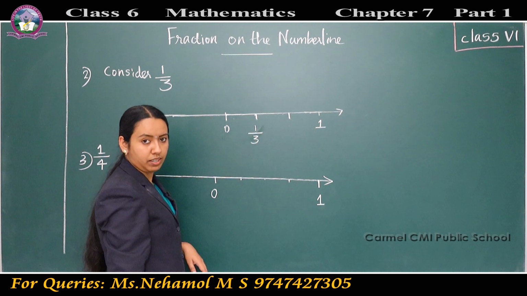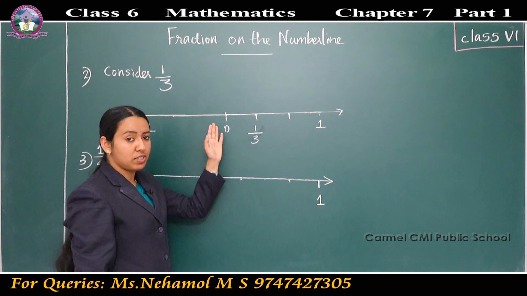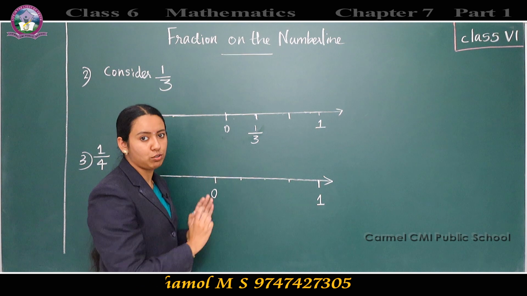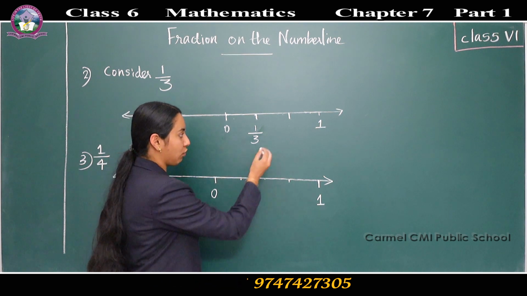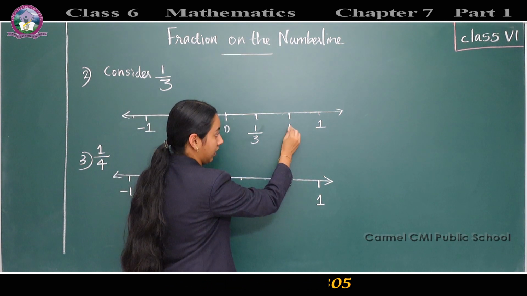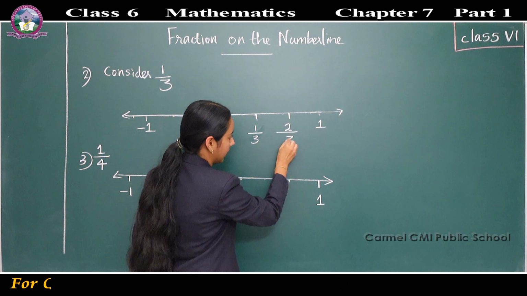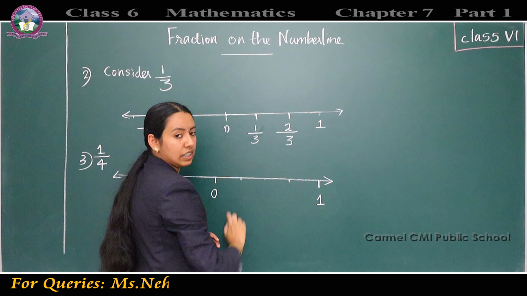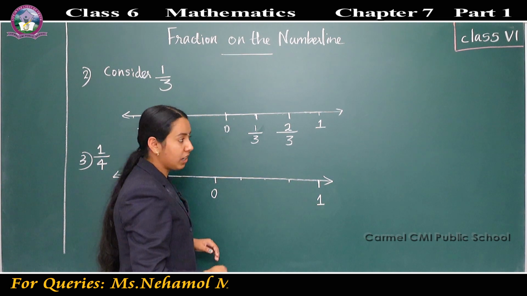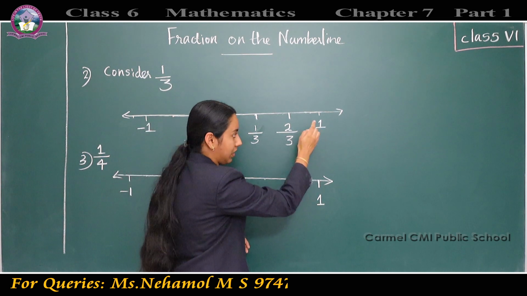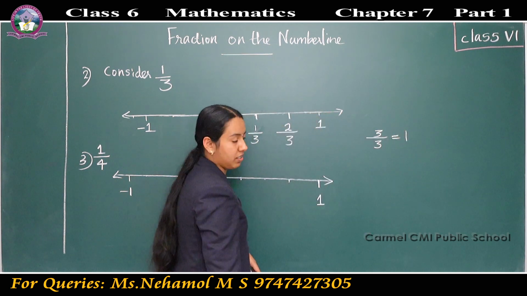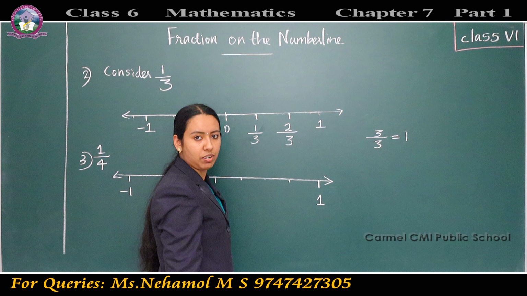One part is 1 by 3. Then, is it possible to represent 2 by 3 on this number line? 2 by 3 means 2 parts out of 3, and its value will be here. 1, 2. Then what about 3 by 3? This point is 3 by 3. What is the value of 3 by 3? 3 by 3 is 1.